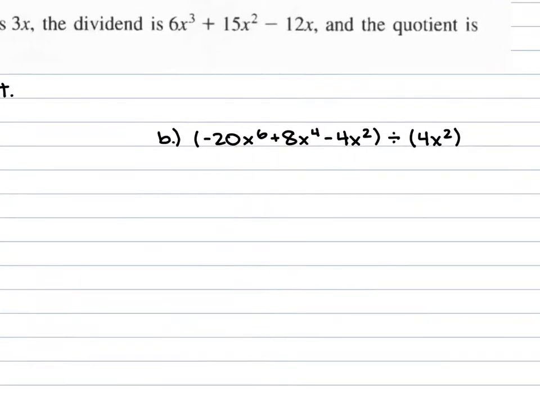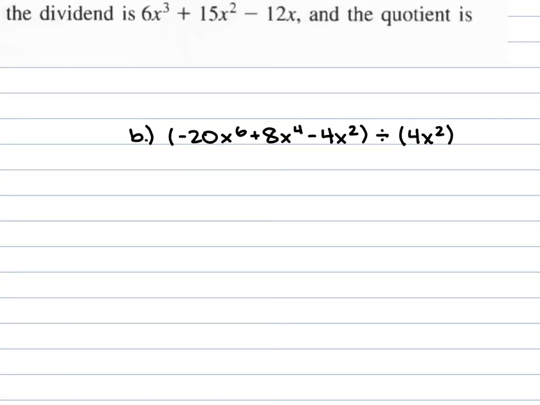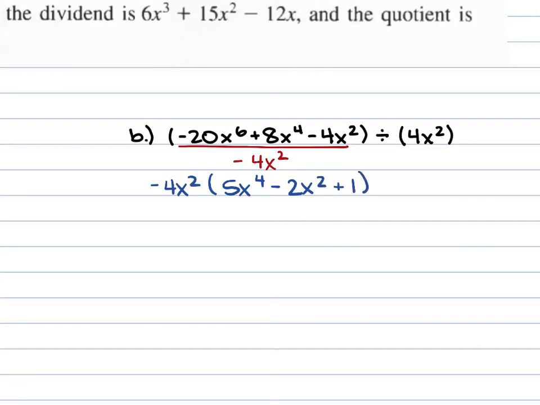So if I look at each of these separately, that negative 20x to the 6th power plus 8x to the 4th power minus 4x squared is all divisible by negative 4x squared. So this is going to give us negative 4x squared times 5x to the 4th power minus 2x squared plus 1. This is all being divided by the 4x squared.